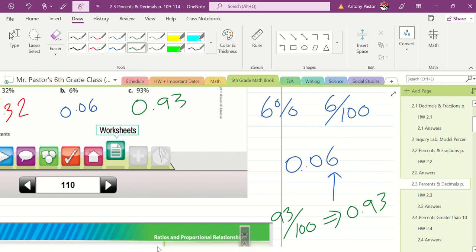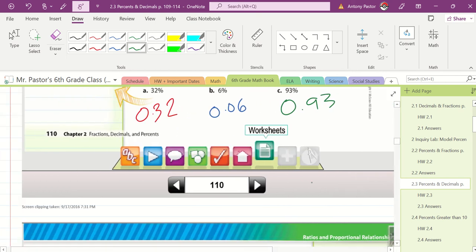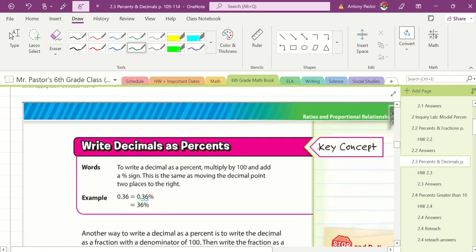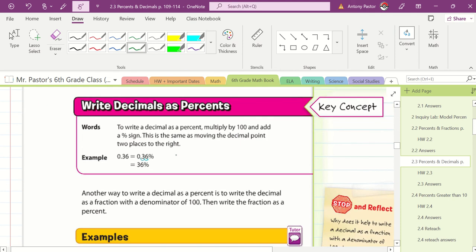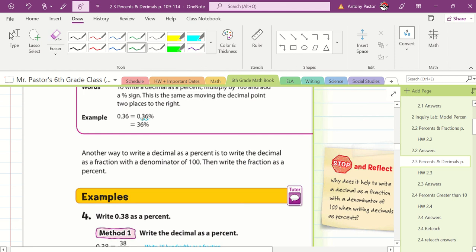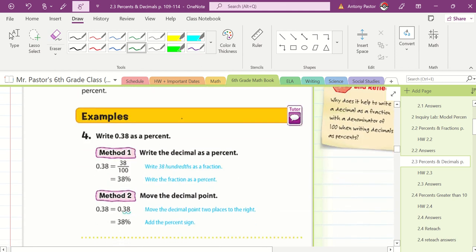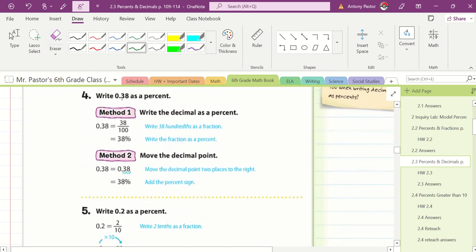So as we can tell, this one is going to be pretty straightforward, a pretty simple approach. Same thing as writing decimals as percent. We just change it from having the dot there, jumping twice to the right and making it percentage. So 0.38 as a percent, 38 hundredths would be 38%.